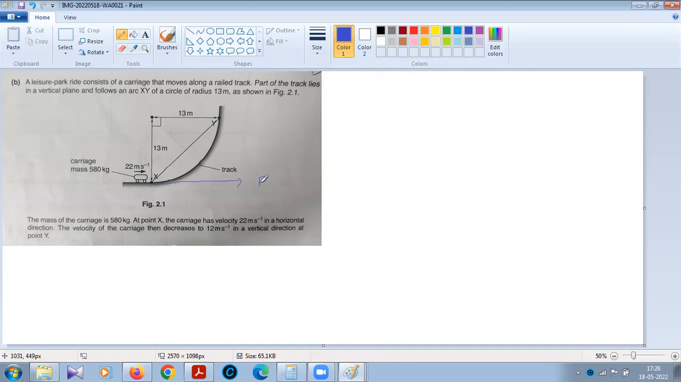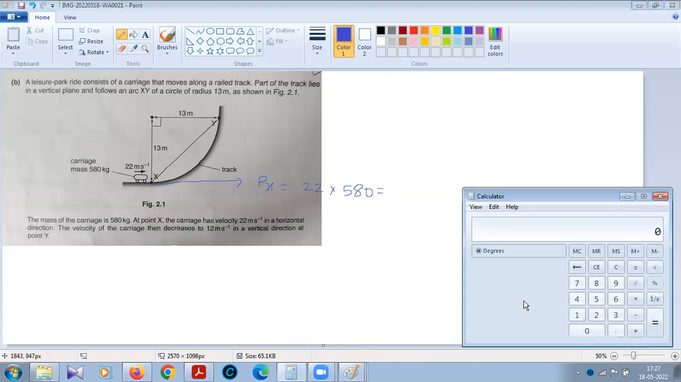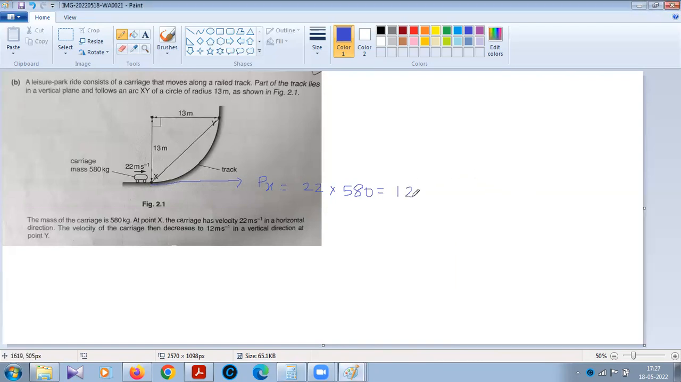So momentum along this I can write as Px. Px is equal to what? 22 meters per second is the velocity, and I have to multiply it with the mass. Mass is given, 580. So 22 into 580. That is 12760 kg meter per second.